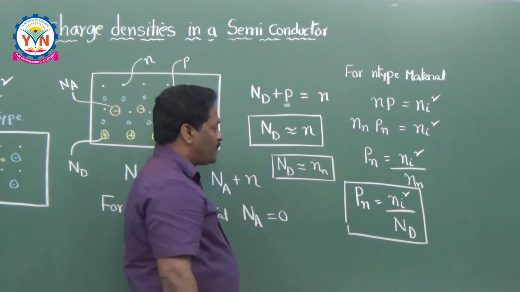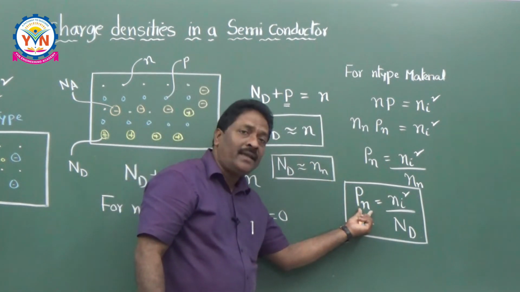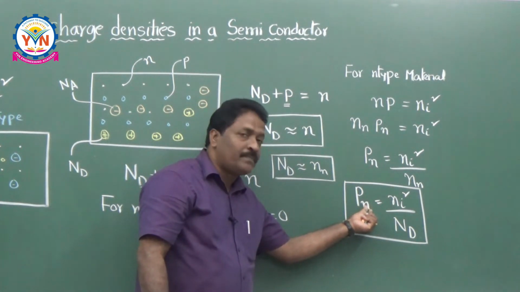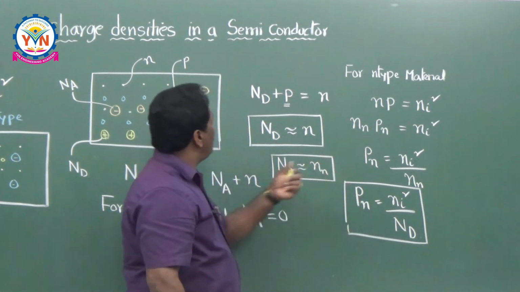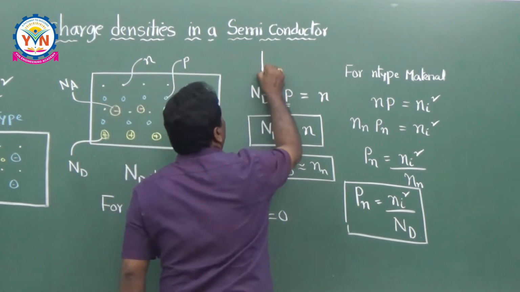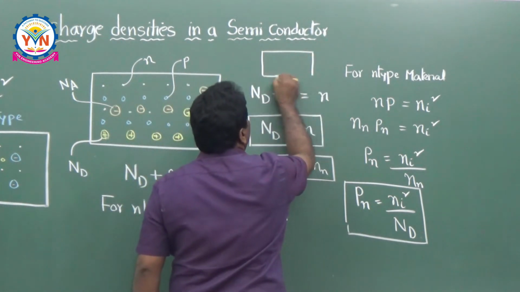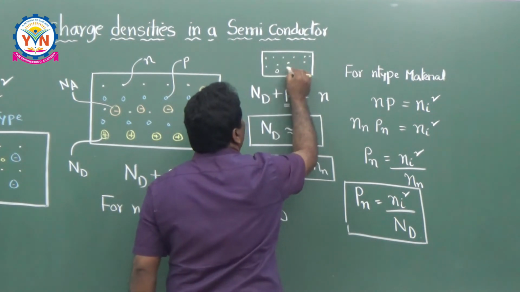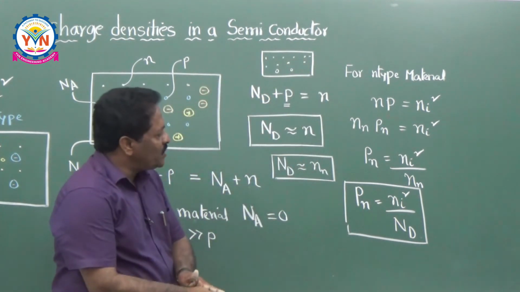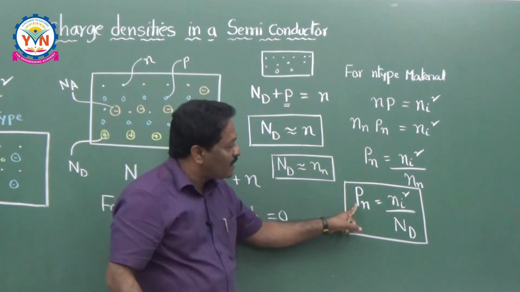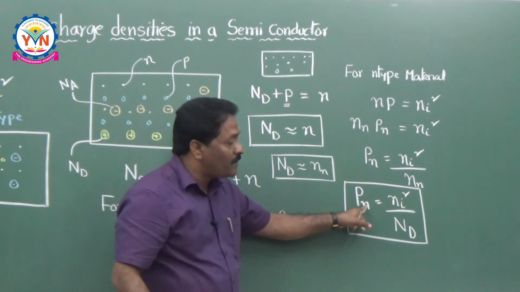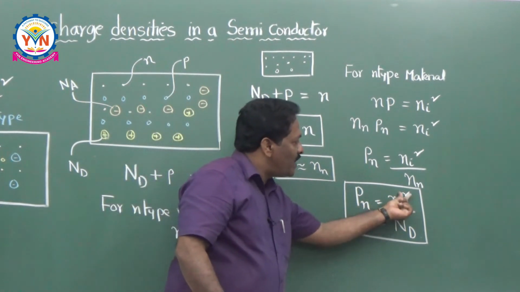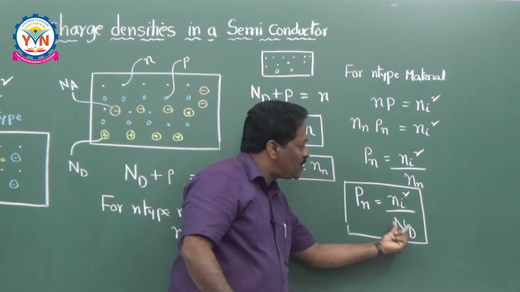Friends, just observe what this expression is telling. This expression is telling very clearly holes in N-type. If you are taking an N-type material, majority carriers are electrons and minority carriers are the holes here. But this expression, for N-type material, is calculating holes in N-type, meaning the minority concentration is equal to ni squared divided by Nd. This is the expression we are using.